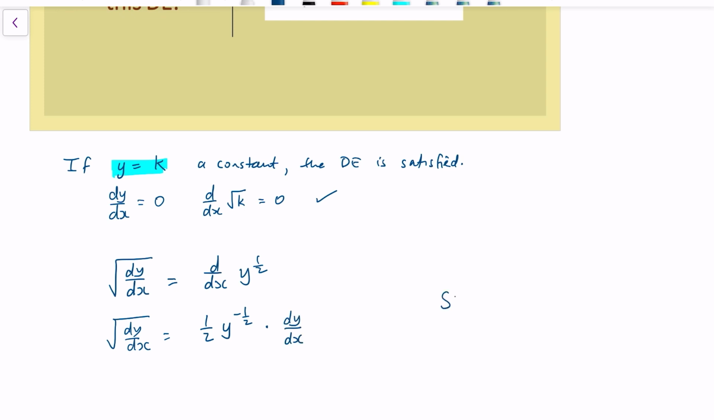Like for example, if it was sine x to the half, I'd be differentiating that as a half sine x to the minus a half, and then I'd be multiplying by the derivative of sine x. And so that's why when we use implicit differentiation, we have a dy/dx factor at the end of it.